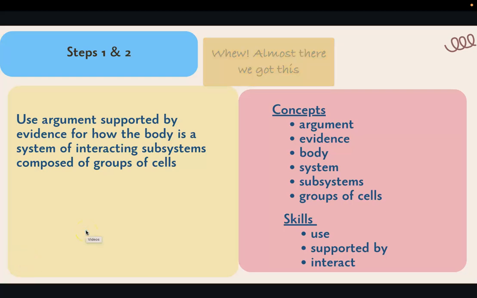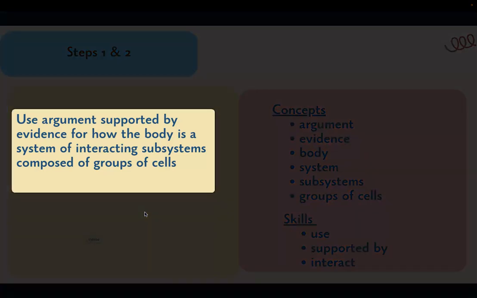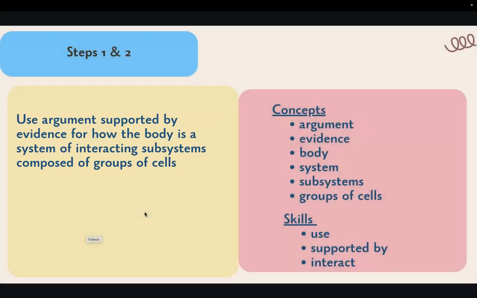All right, let's look at an example, a standard that I've worked with before. So here is a standard, which is step 1, identifying our standard, right? The standard here says students should be able to use arguments supported by evidence for how the body is a system of interacting subsystems composed of groups of cells. This is a very broad standard. Like it needs some breaking apart, right?